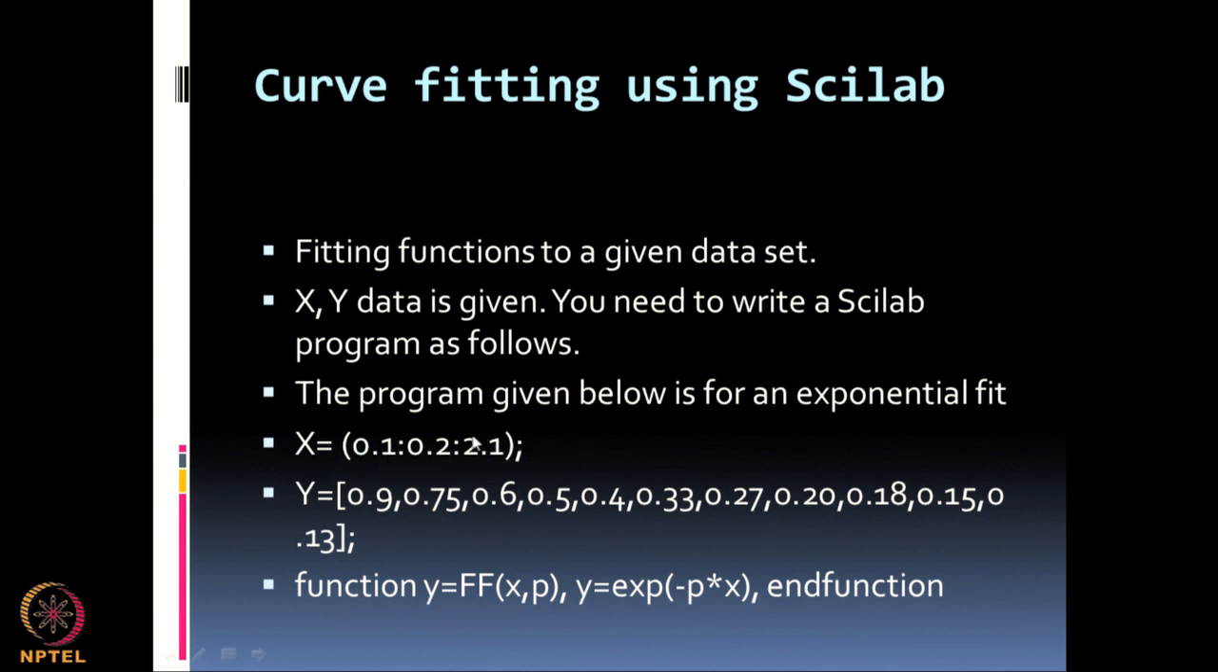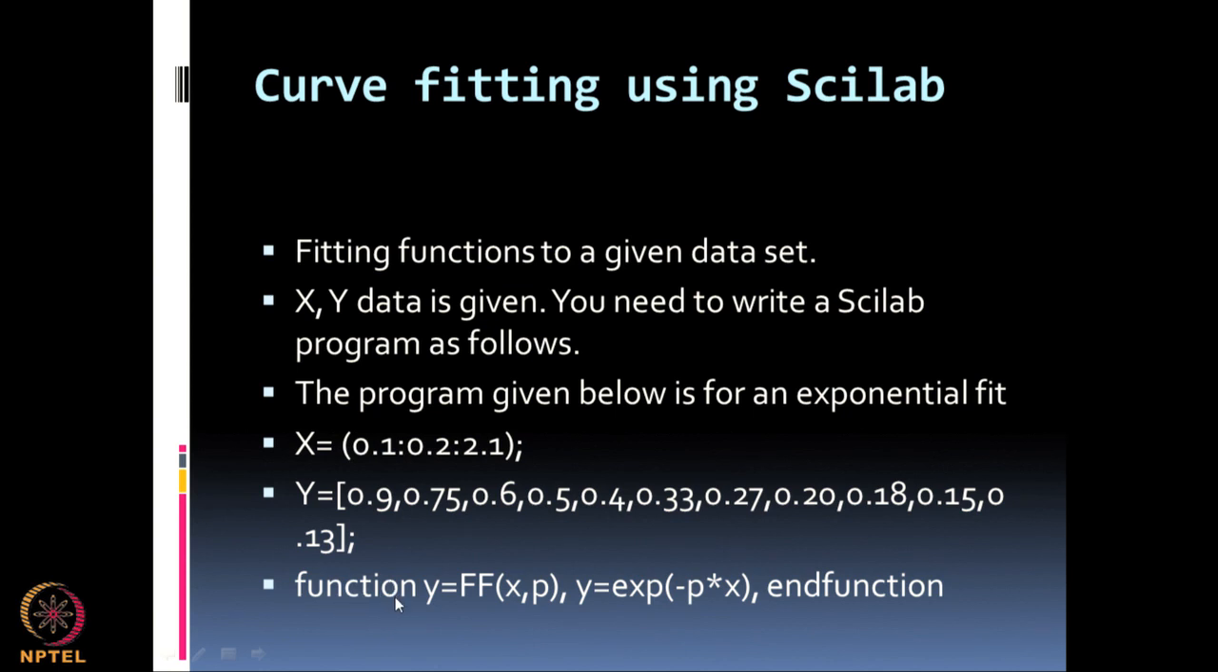For these independent values of x, I have dependent values now. What are my dependent values? 0.9, 0.75, 0.6. How many do I have? 1, 2, 3, 4, 5, 6, 7, 8, 9, 10, 11. I have 11 values of the dependent variable y, I have 11 values of the independent variable x, and now this is my fitting program.